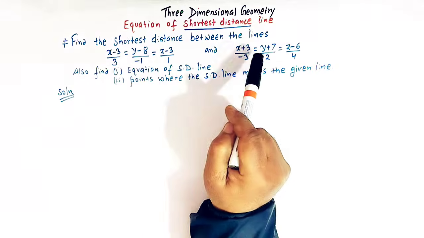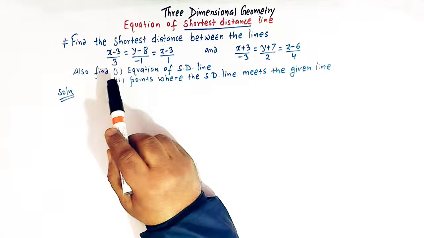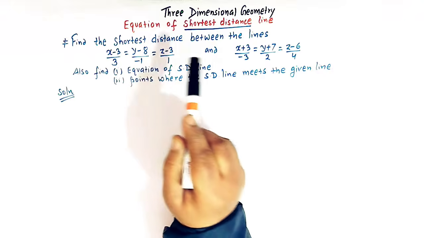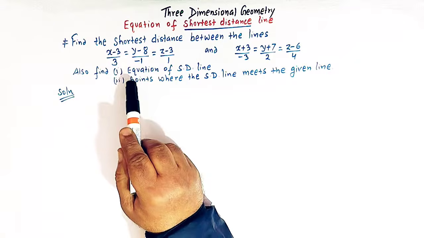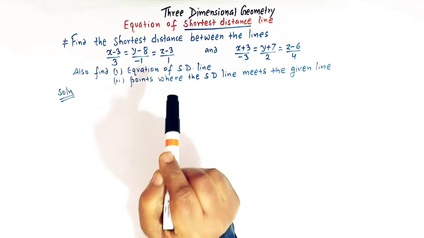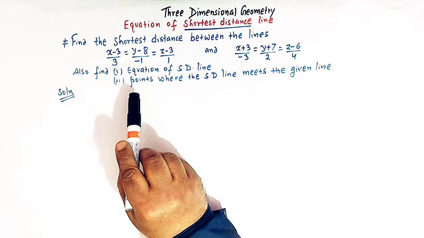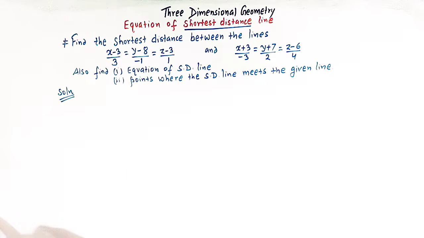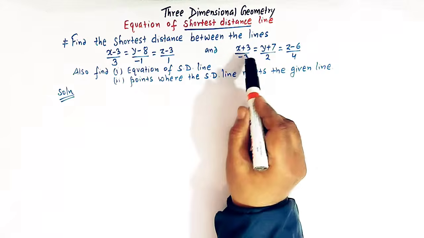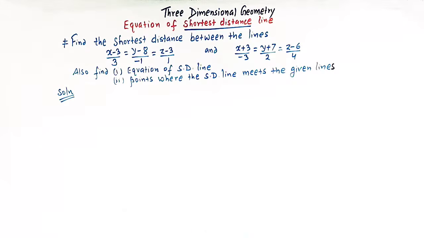So the two lines are given in Cartesian form, and we have to find the shortest distance between these two lines, and then also find the equation of the shortest distance line, and the points where the shortest distance line meets the given lines. Let us first briefly discuss the concept of shortest distance between two lines.